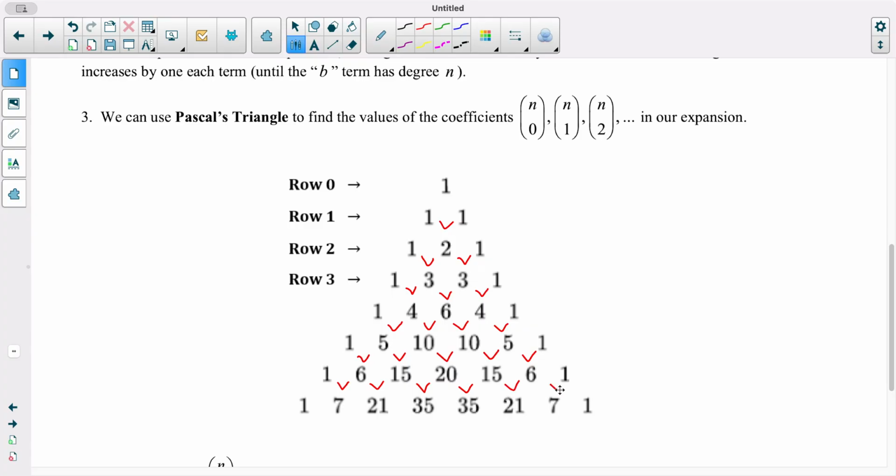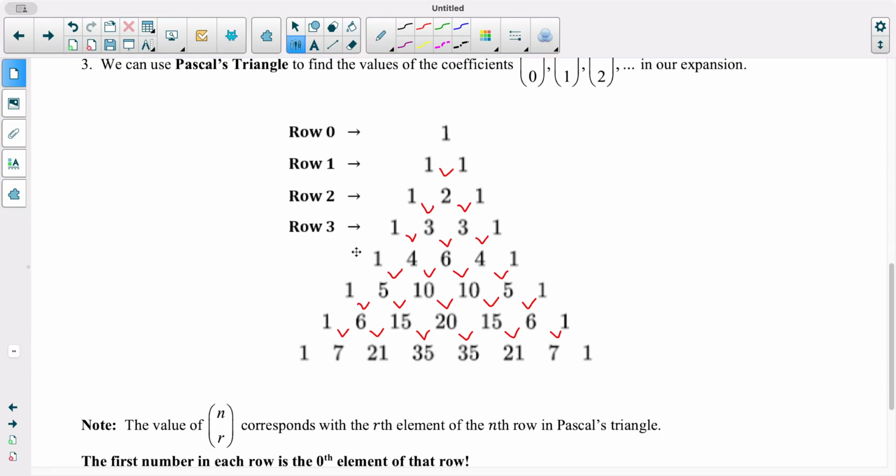Okay, if I wanted to add the next row, obviously I would start with a 1 on the outside, both sides, right? And then I would start adding the numbers above it. So 1 plus 7 is 8, 7 and 21 is 28. 21 and 35 is 56, 35 and 35 is 70, and then it's symmetric, so it goes back out the other way. And I could keep adding row after row after row.